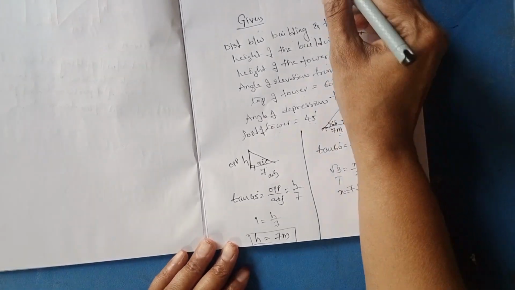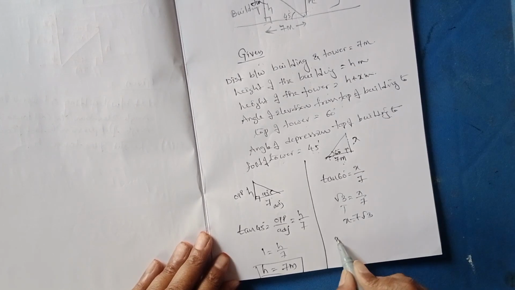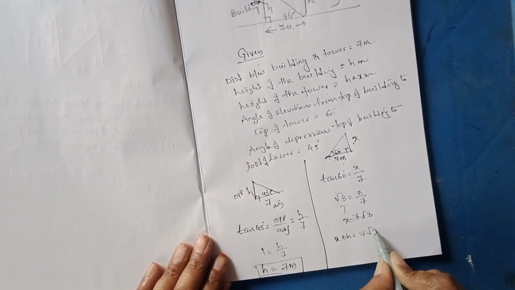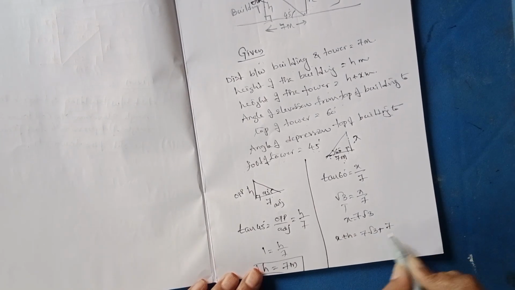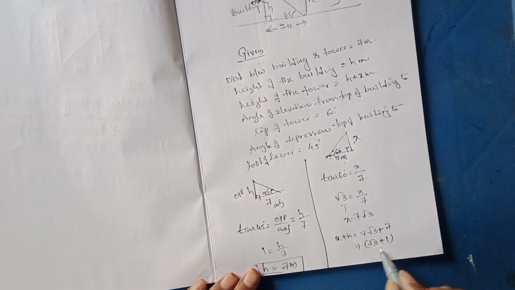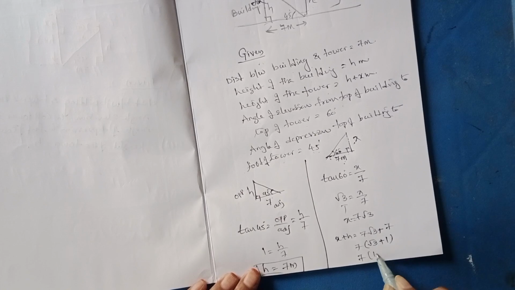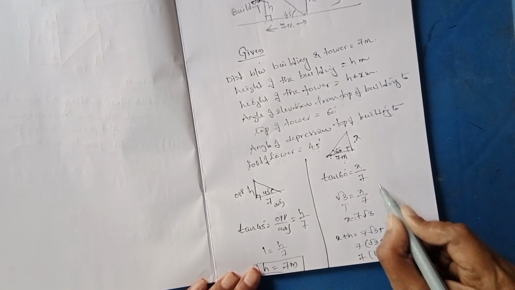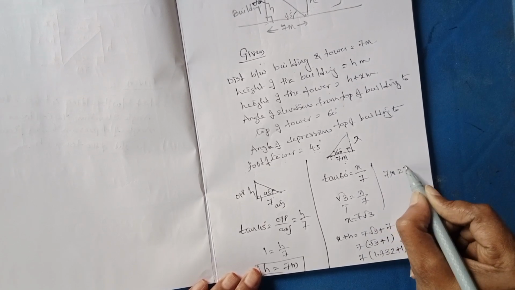Right. Now the total height of the tower is x plus h. Let us add. x plus h is equal to 7 root 3 plus 7. If you take 7 common, it becomes 7 times root 3 plus 1. Root 3 means 1.732. So 7 into 1.732 plus 1. It becomes 7 into 2.732.